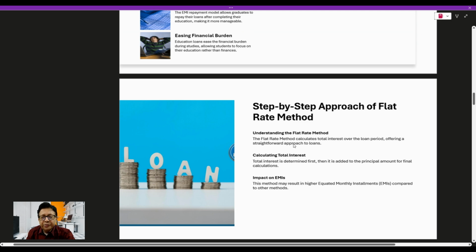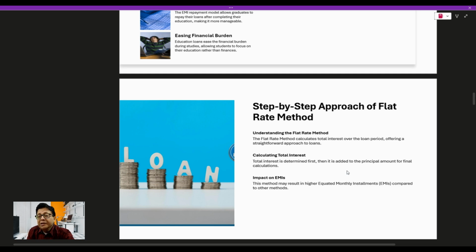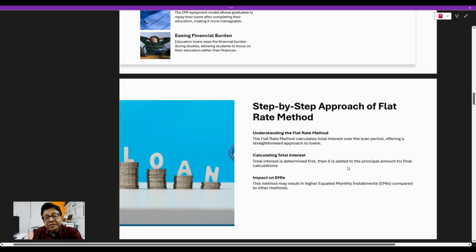Two methods we are going to learn. Flat rate method, where you calculate total interest. But this flat rate method had some problems. Nobody, the borrower and the financial authority, is interested to issue the loan by this method. But for the sake of your board exam, you have to learn this thing, flat rate method.